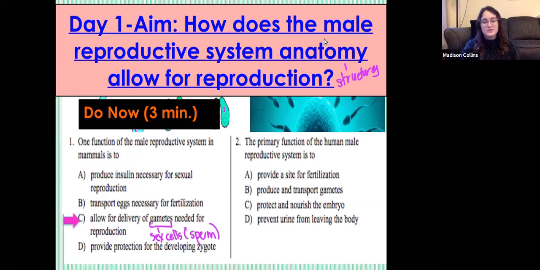All right, that leads us to number 2, which is a pretty similar question. The primary function of the human male reproductive system is to do what? The answer here was B, produce and transport gametes. Again, when we say gametes, we're talking about sperm here. So the male reproductive system is able to produce sperm and transport it and get it where it needs to go.